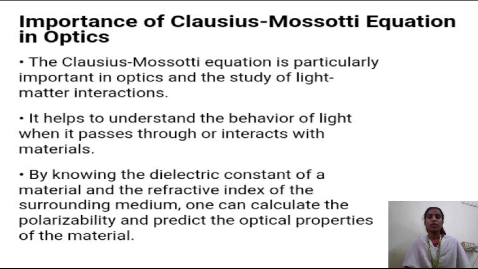Importance of the Clausius-Mossotti equation in optics. The Clausius-Mossotti equation is particularly important in optics and the study of light and matter interaction. It helps to understand the behavior of light when it passes through or interacts with materials. By knowing the dielectric constant of a material and the refractive index of the surrounding medium, one can calculate the polarizability and predict the optical properties of the material.